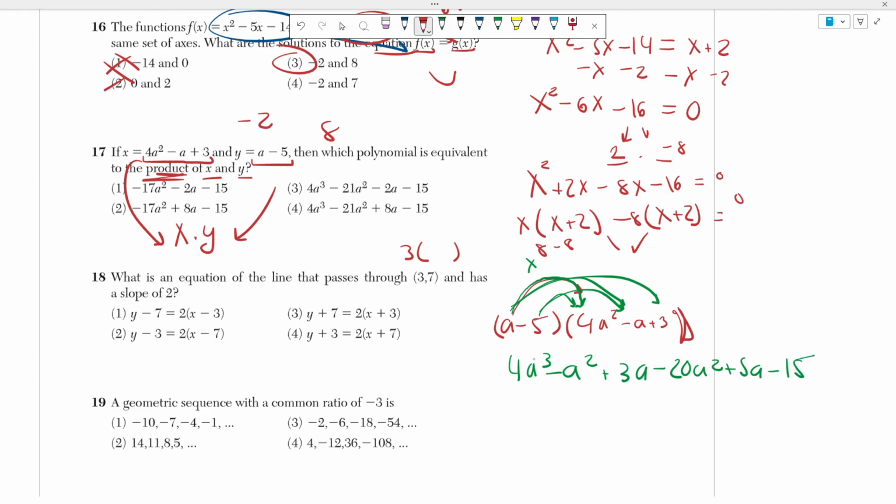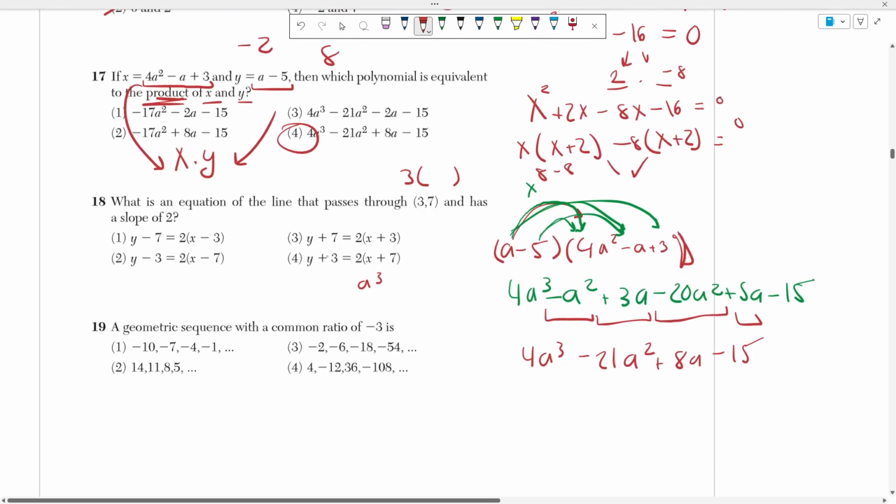So now I just need to combine my like terms. I don't have anything that has a cubed attached to it, or a to the power of 3 attached to it, so I can't combine 4a cubed. But I can combine negative a squared with negative 20a squared, which would give me 4a cubed minus 21a squared. And I can combine this 3a with this 5a to get positive 8a, and this negative 15 I can't combine with anything, so I attach it to the end. That's going to give me choice 4.